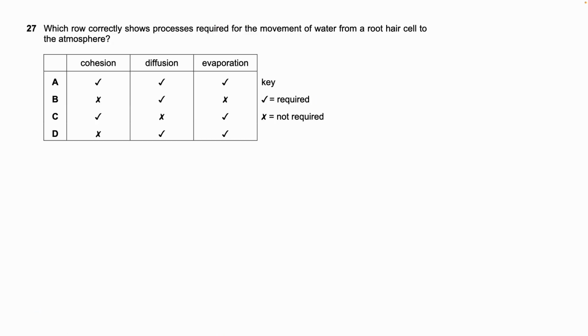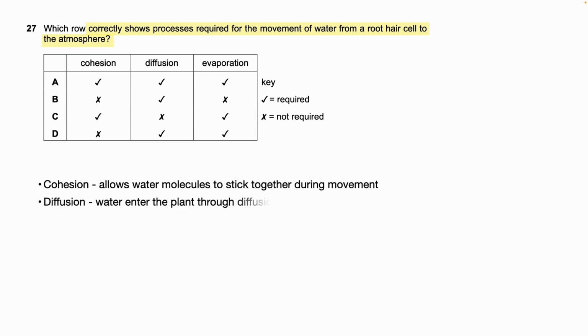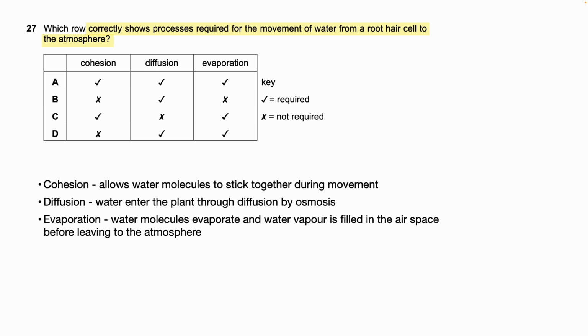Question 27. Which row correctly shows processes required for the movement of water from root hair cell to atmosphere? They have given three processes: cohesion, diffusion, evaporation. Cohesion allows water molecules to stick together during movement. Diffusion, water enters the plant through diffusion by osmosis. Evaporation, water molecules evaporate and water vapor fills the airspace before leaving to the atmosphere. So option A is the right answer.